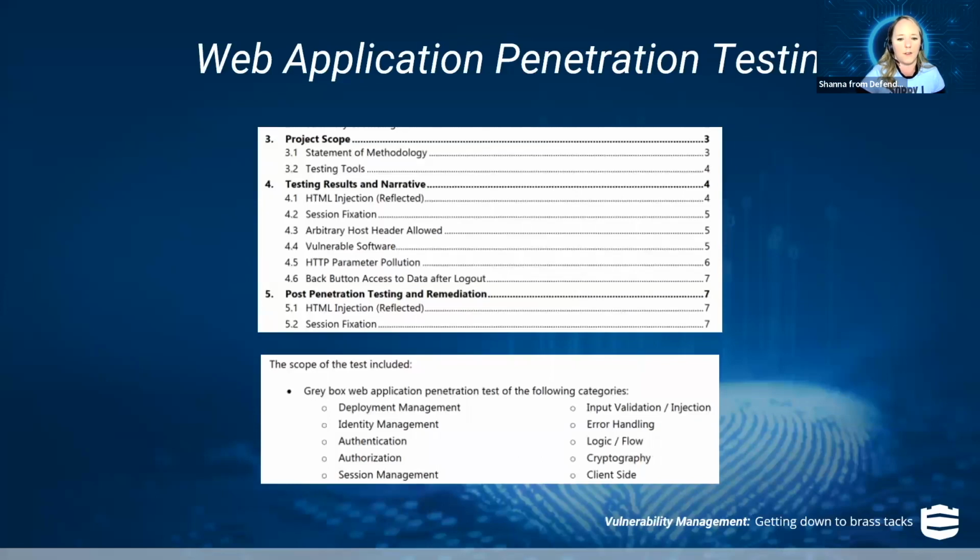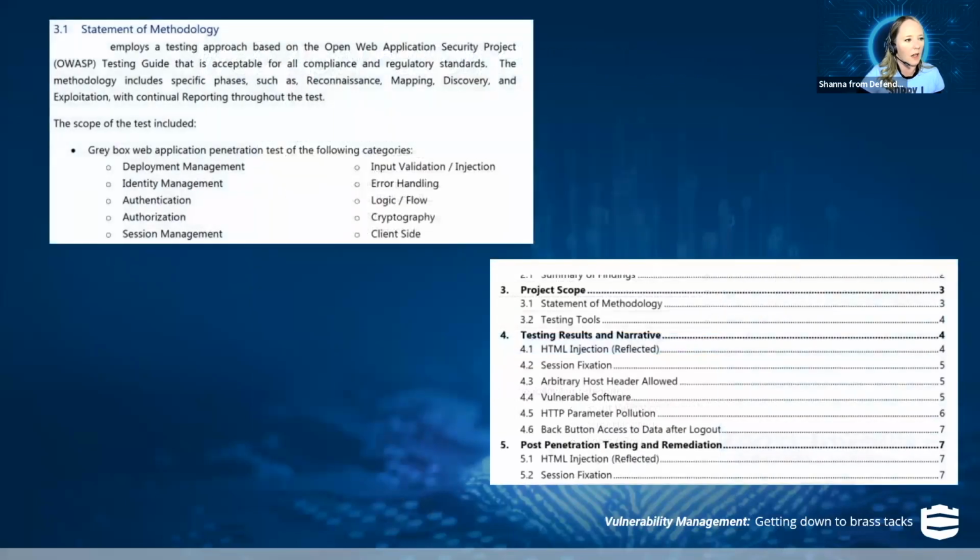So a lot of different testing types there and a lot of different types of results that we get back. So there's a bunch of different options there as far as the different types of categories that we're testing. So logic and flow, session management, injection vulnerabilities. So here is another example of what the report would look like in the table of contents.